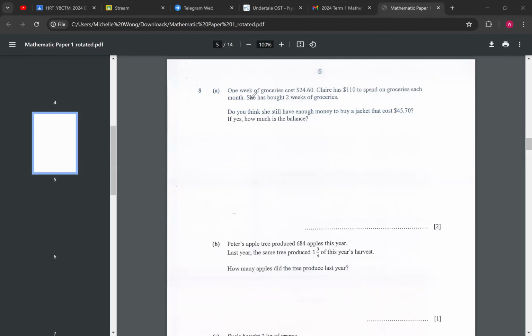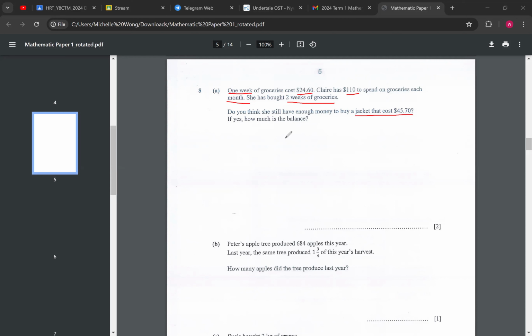Question 8a. 1 week of grocery costs 24 ringgit and 60 cents. Claire has 110 ringgit to spend on groceries each month. She has bought 2 weeks of groceries. Do you think she will still have enough money to buy a jacket that costs 45 ringgit and 70 cents? If yes, how much is the balance?